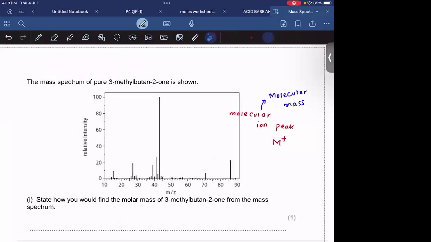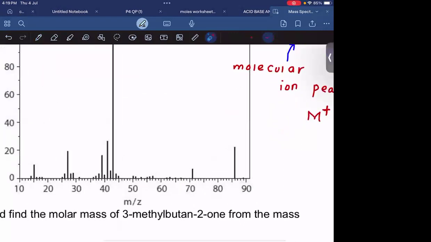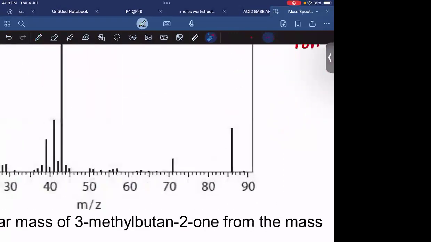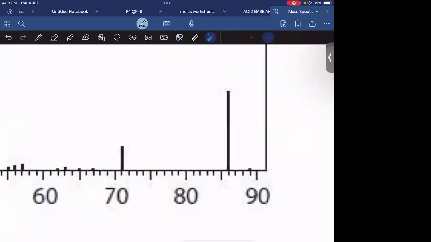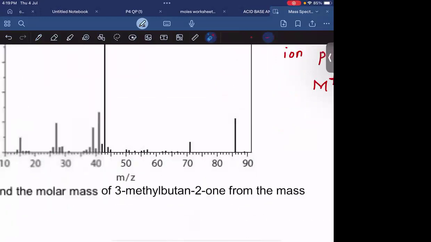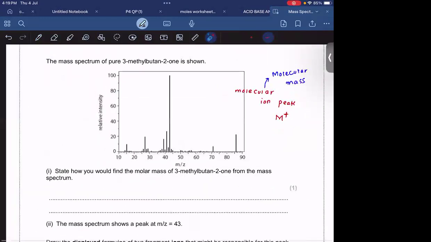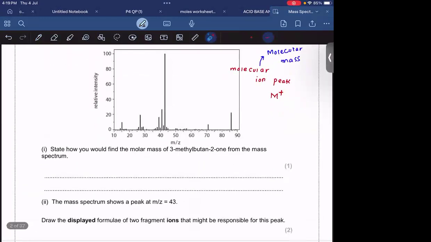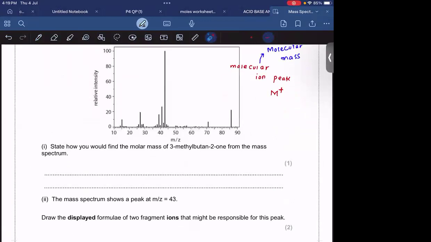Can you tell me what the molecular mass is? I'm zooming in. What is the molecular mass? 86. This is 81, 82, 83, 84, 85, 86. So this is 86. So basically, state how you would find the molar mass of 3-methyl butane-2-one from the mass spectrum. So we are supposed to write that.